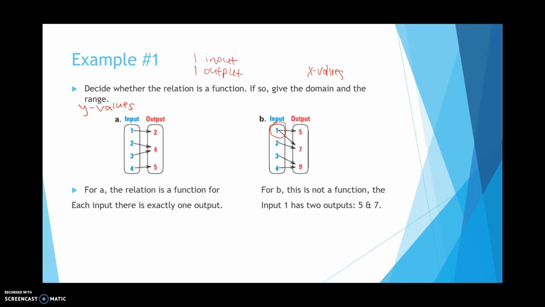So if we look at the answer here, it says for A, the relation is a function. For each input, there's exactly one output. But for B, this is not a function because with our input value of 1, there are two outputs, one at 5 and one at 7. So since A is a function, we have to state our domain. Our domain is our x values, so our domain is going to be 1, 2, 3, and 4. Our range values are going to be 2, 4, and 5.